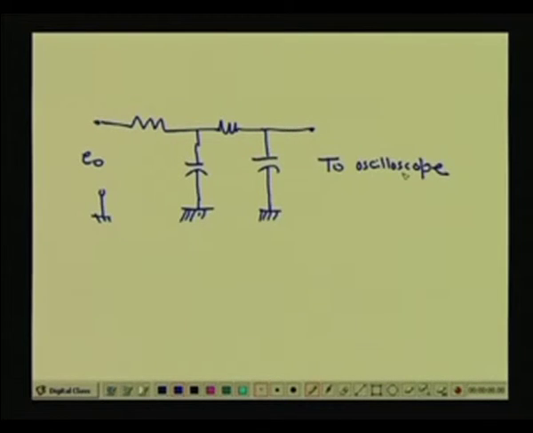The values are 10 kilo ohm, 100 kilo ohm, then 0.0073 microfarad, 0.00073 microfarad, right.